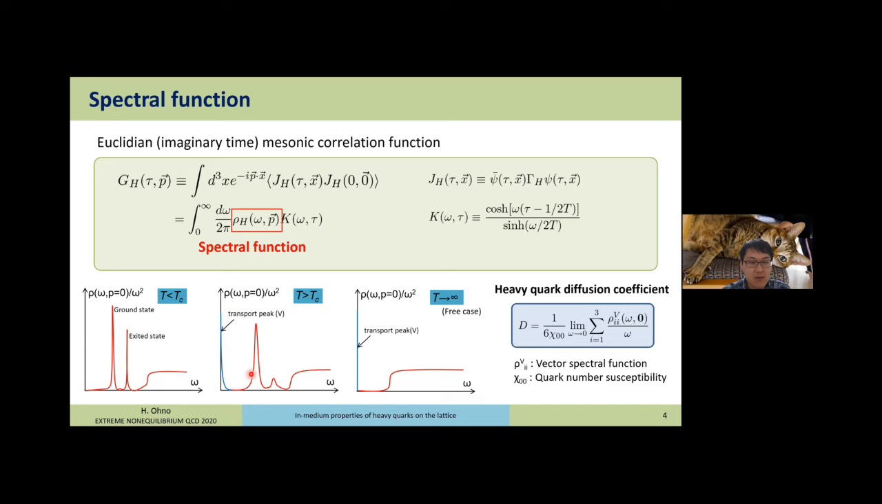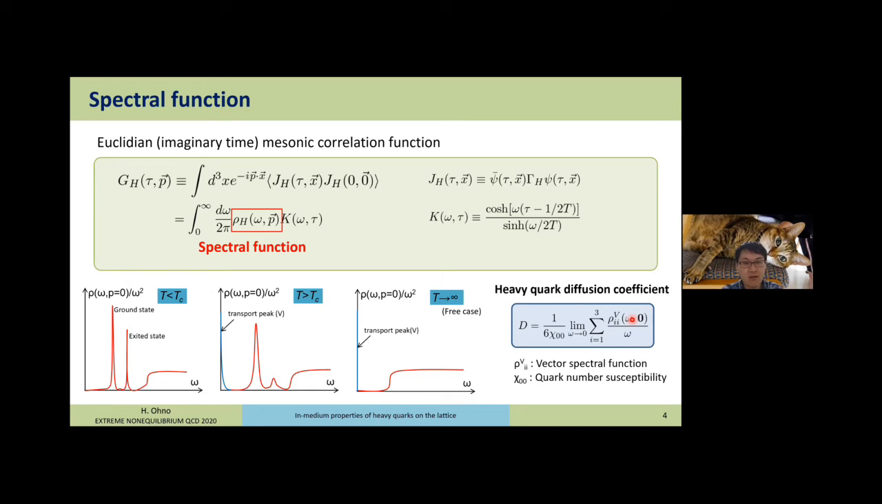And especially for the vector channel, one can also find a transport peak like this, around zero frequency. This is a very important quantity to understand the heavy quark diffusion coefficient, because one can calculate the heavy quark diffusion coefficient from the behavior of the spectral function around zero frequency, like this.